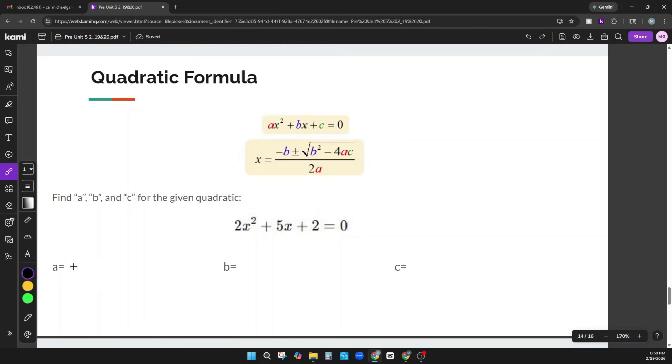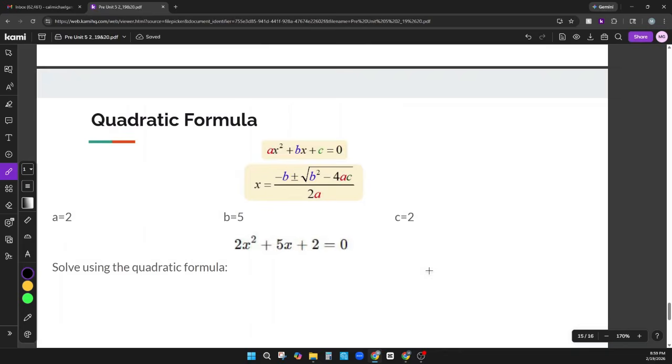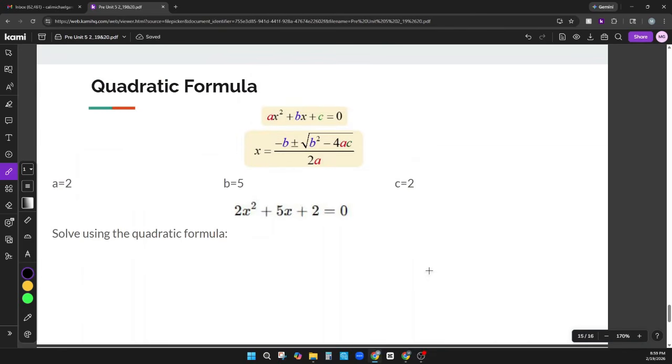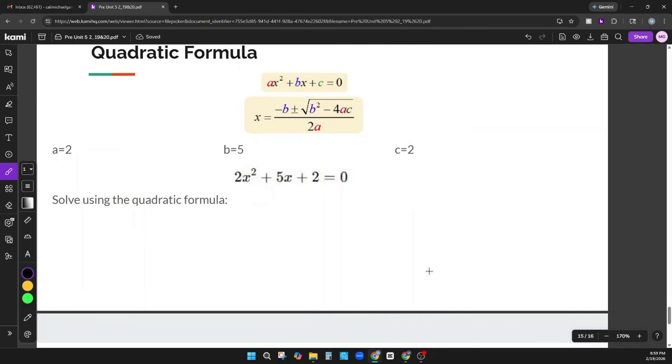The process is we just play the plug-in game. First, we identify what our a, b, and c values are. Our a is going to be 2, based on what's in front of our x squared. Our b is going to be 5, based on what's in front of our x. And our c is going to be 2, based on our constant here. So first, take a moment to identify what your a, b, and c are. From there, we're going to play the plug-in game with our quadratic equation.